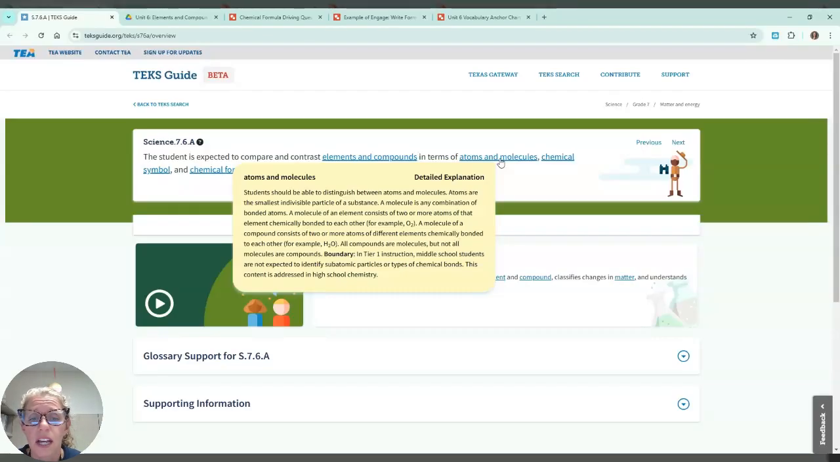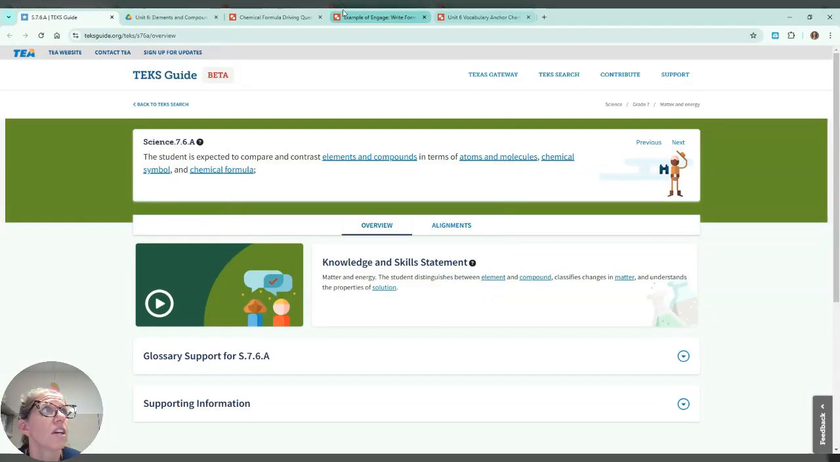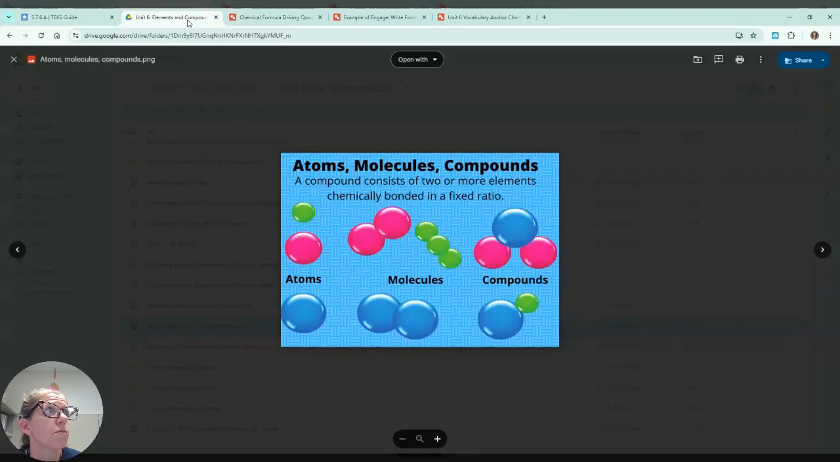And honestly, at this point, I would say that this is something I'm going to hit with my students, but I'm not going to do a lot of intervention for them to know the difference between a compound and a molecule. There is this little graphic here that's a great visual for them.